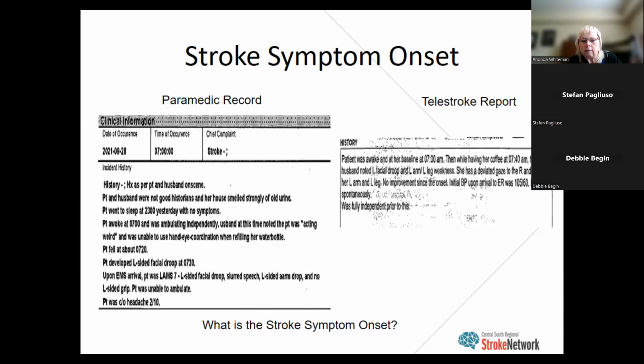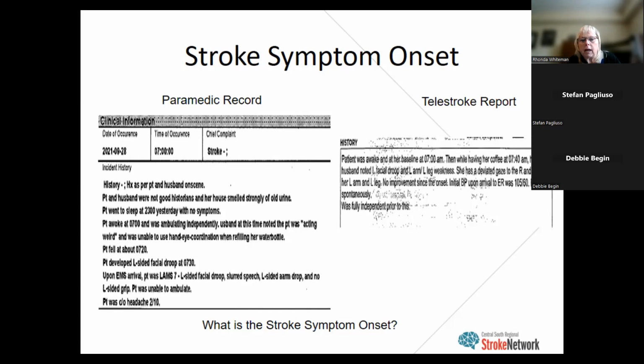Husband noted the patient was acting weird and unable to use hand-eye coordination when she was refilling her water bottle. She fell at 7:20, developed left-sided facial weakness droop at 7:30. When the paramedics arrived, the patient was a LAMS, I think it must mean 5 because 5 is the highest, with a left-sided facial droop, slurred speech, left arm droop, no left-sided grip, and patient unable to ambulate.